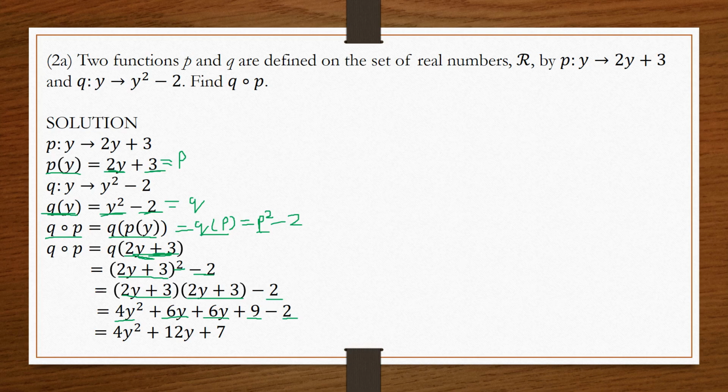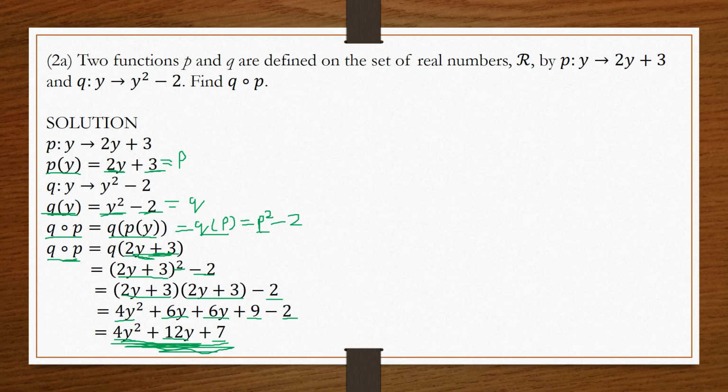This is the only square we have here, so we have it back here. 6y plus 6y gives us plus 12y. 9 minus 2 gives us 7. So this is our final answer, and here I have my q of p. So that is how you do it. Try it again and again. Drop any question in the comment box and I will attend to it.